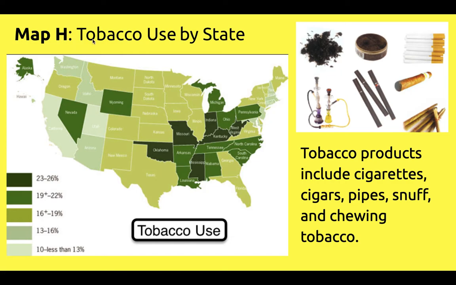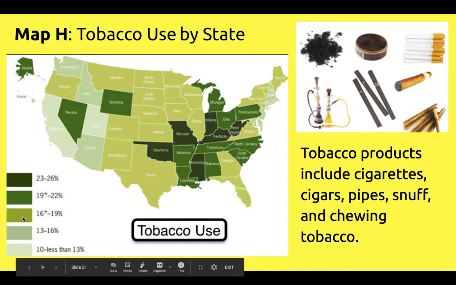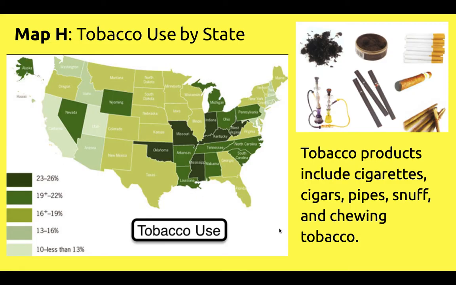Map H is tobacco use by state. Tobacco products include cigarettes, cigars, pipes, snuff, and chewing tobacco. So you'll notice the colors down here: the lighter numbers are the lower percentage of use, and the darker numbers are the higher percentage of usage.